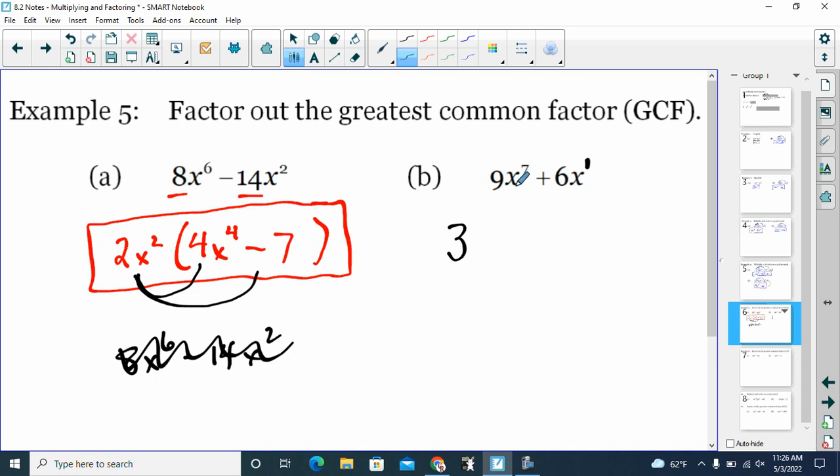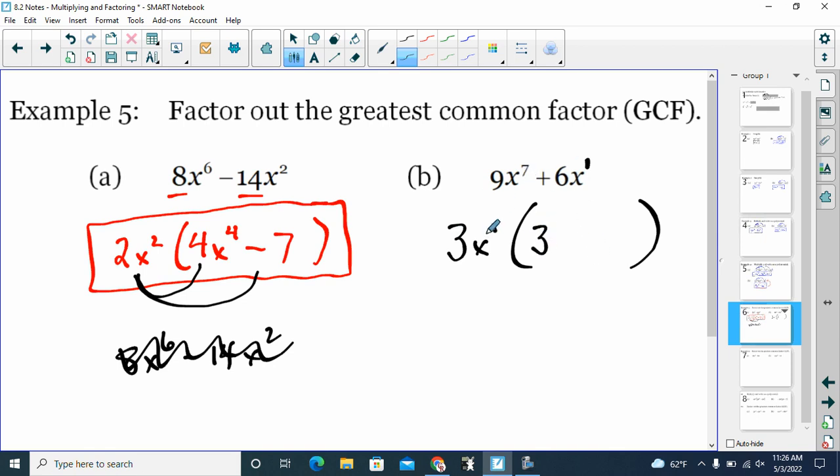And remember, for the variables, in this case x's, we can always take out the smallest of the x's. 7 or 1, the smallest one is the x to the 1st. We are going to factor that 3x to the 1st out of both of those terms. 9 divided by 3 is 3.